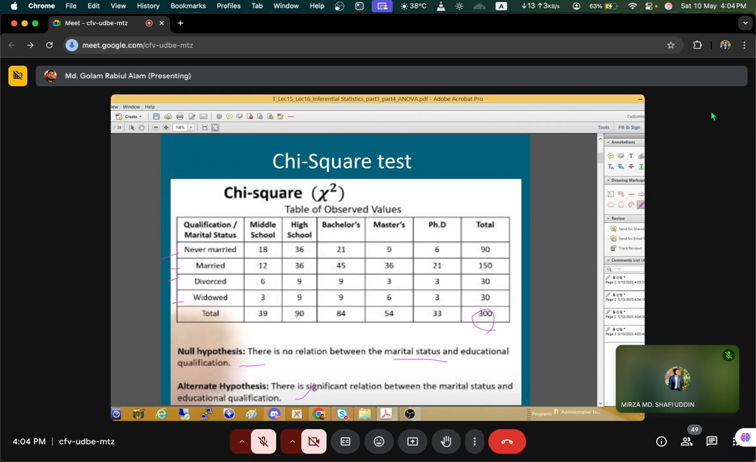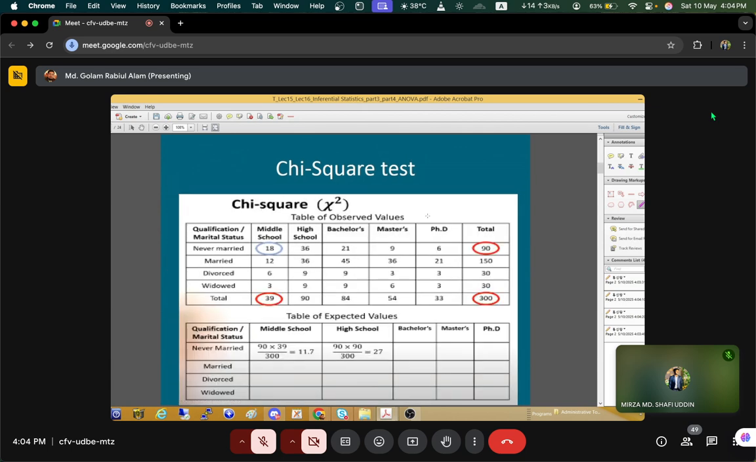But if we want to apply the chi-square test, we have to find out the expected number of observations. These are the true observations. Then what will be the expected number of observations of never married people in middle school?